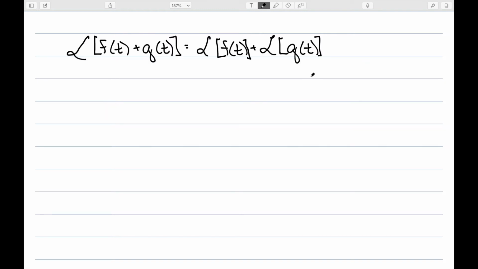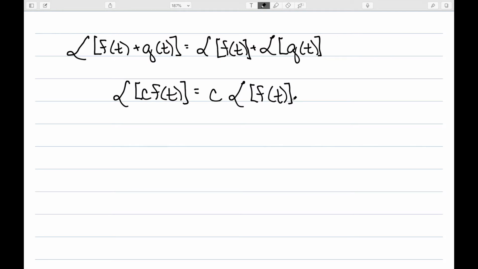In this video, I want to talk about both the linearity and the existence of the Laplace transform. I'm going to start with linearity. The first piece of linearity says if I want to take the Laplace transform of a sum of functions, I can take the Laplace transform of each piece and then add it. So I can break up a transform over addition.